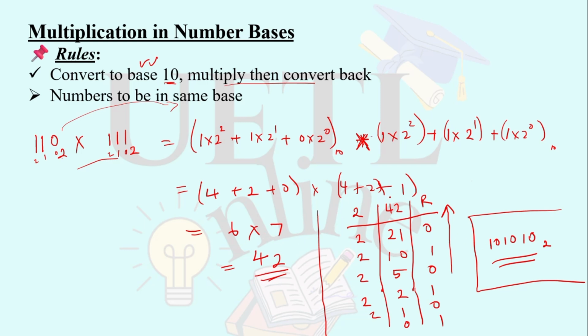As easy as that. This is the same for division. If you want to divide the numbers, you just have to change the multiplication sign to a division sign. You convert to base 10, then divide, then convert back to the base you have. So this was the conversions and operations.